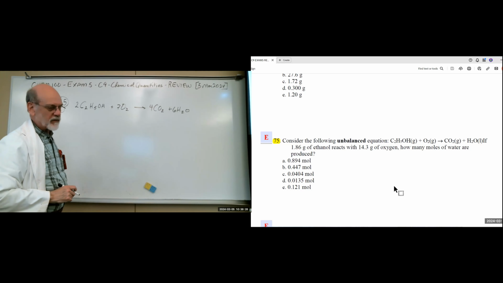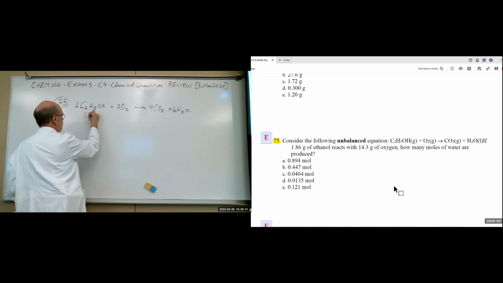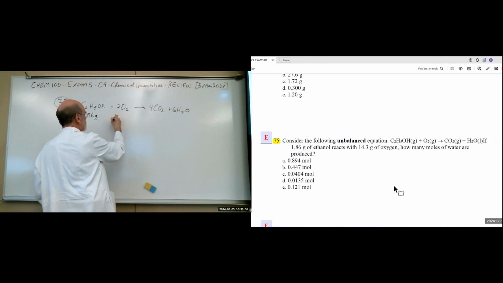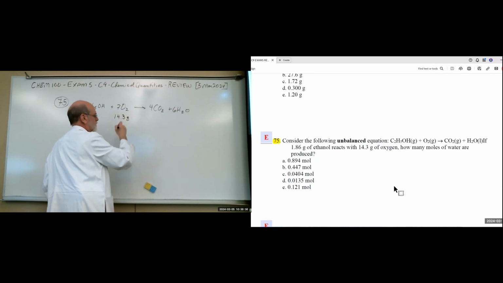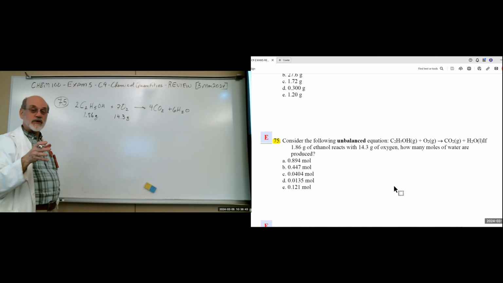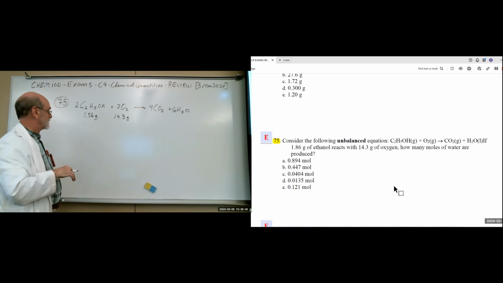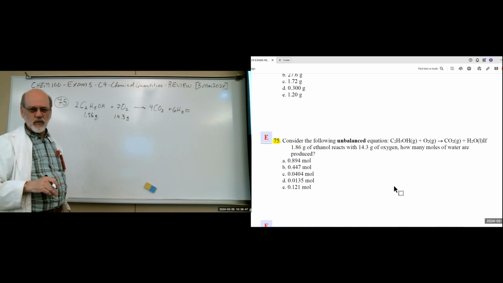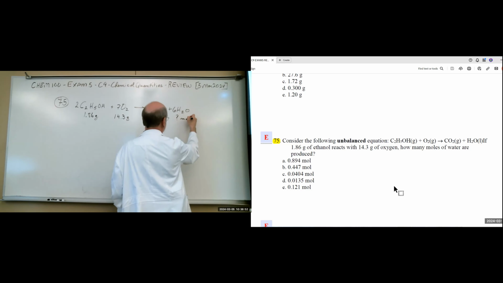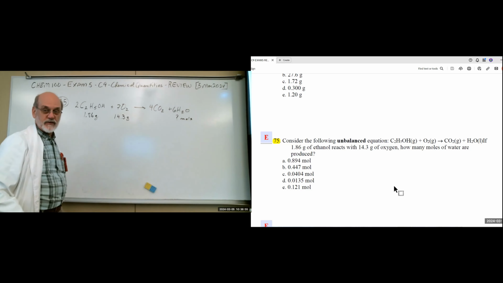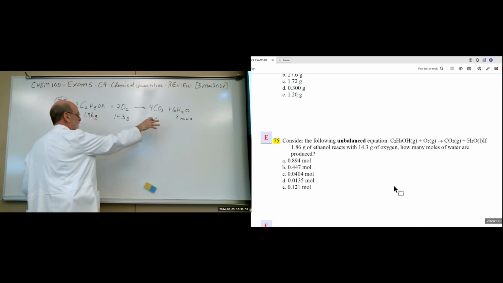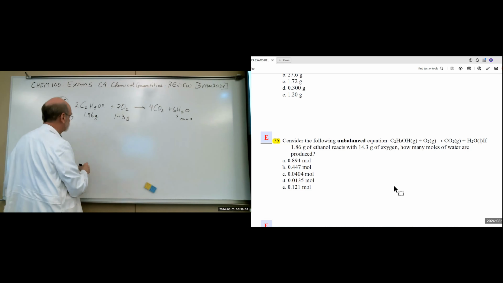1.86 grams of ethanol react with 14.3 grams of oxygen. How many moles of water are produced? All right, this is a case where you have to find out which one is limiting. And since we're headed for how many moles of water, the most efficient way to answer this one is to calculate how much water is produced from this, how much water is produced from that, and compare the two.